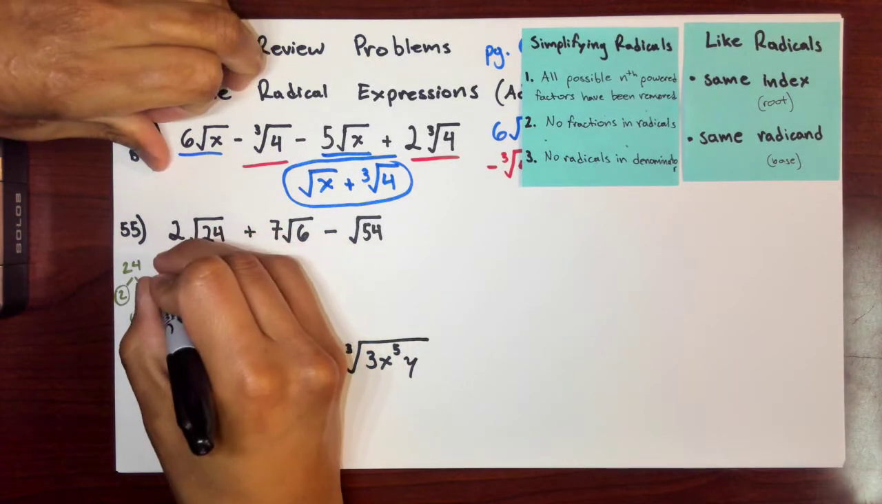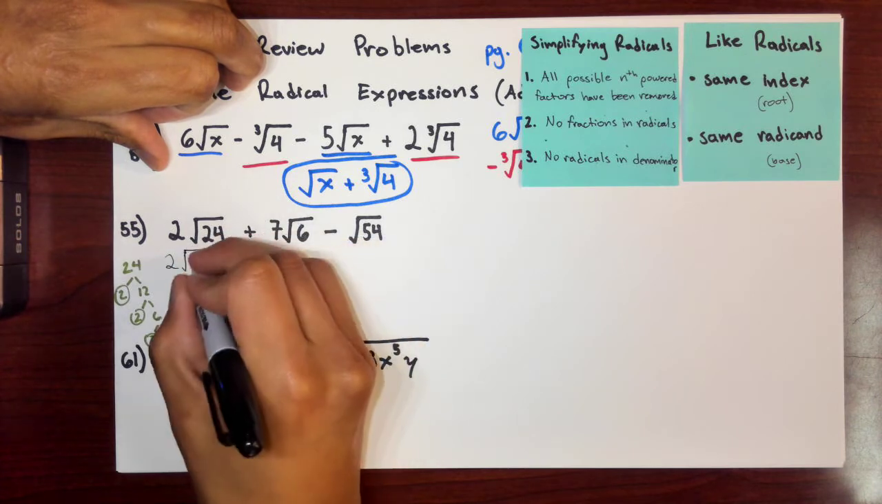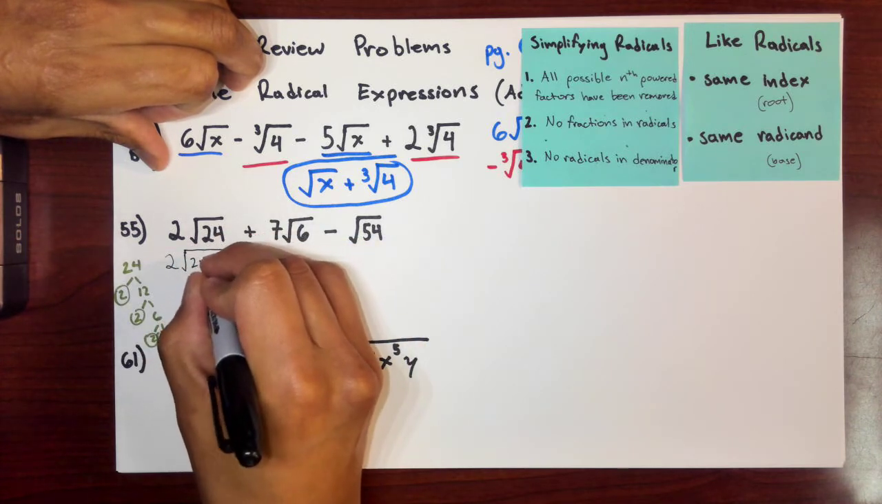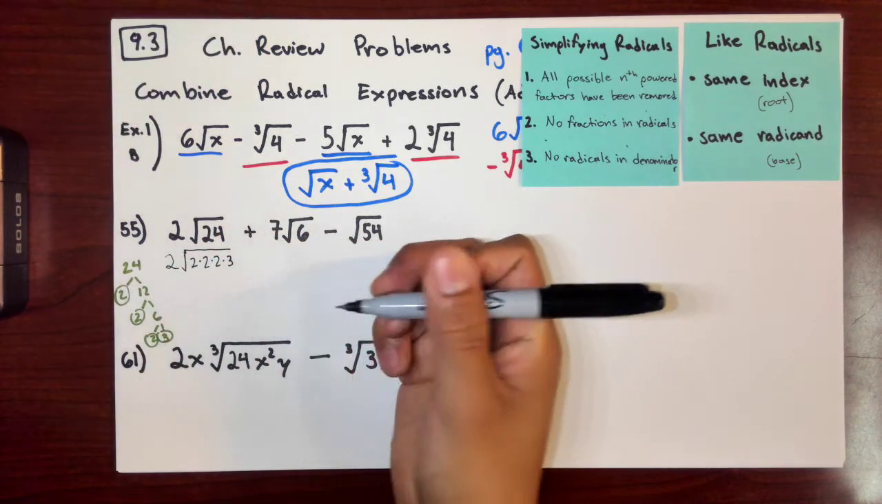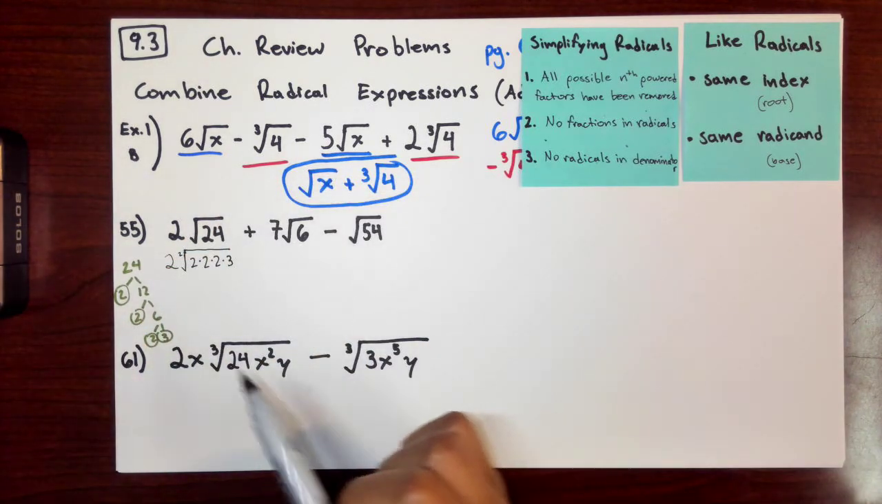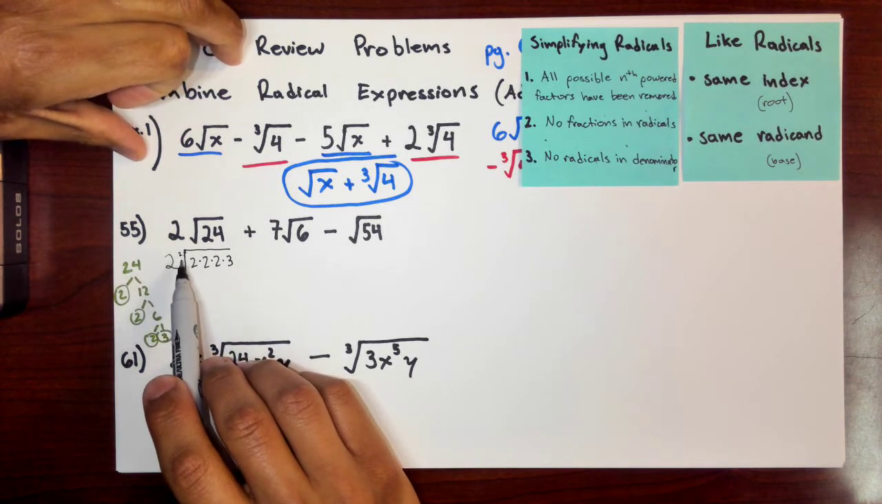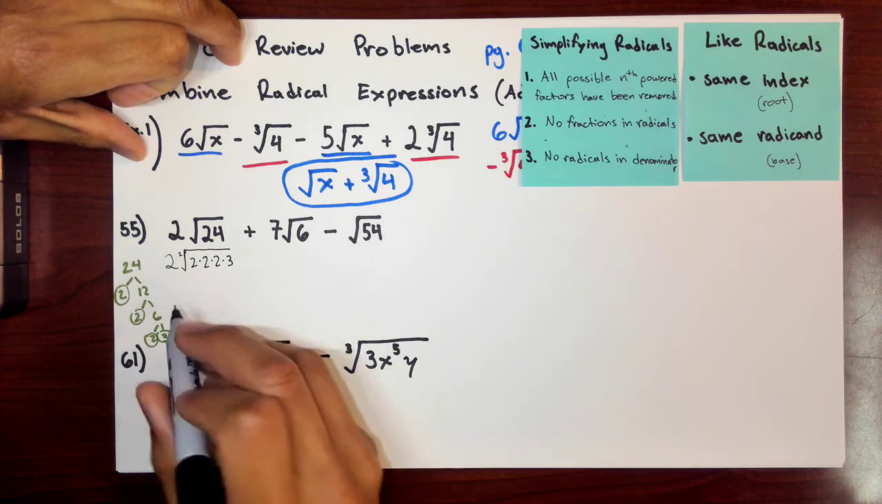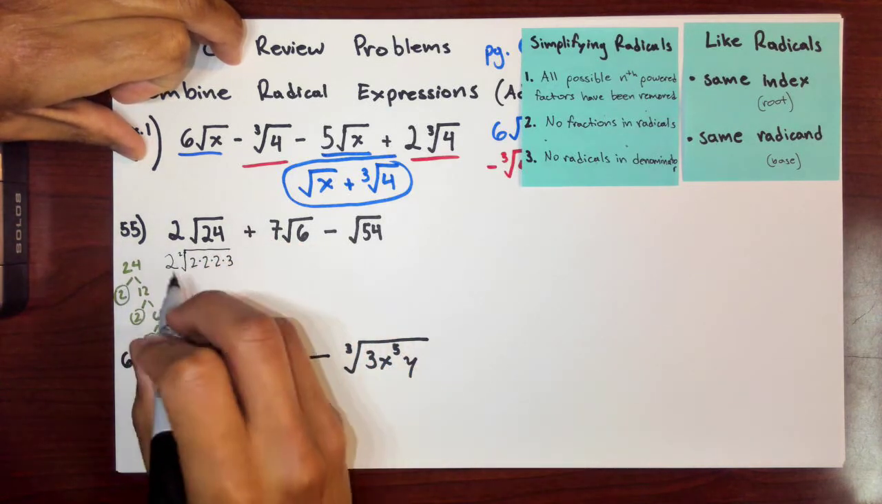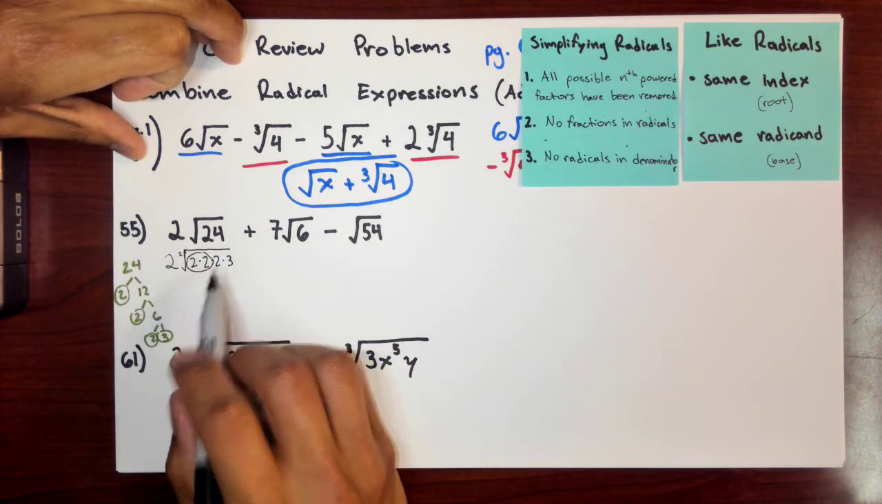Okay, so we're going to have 2 times the square root of 2 times 2 times 2 times 3. Okay? And some of you guys may remember what the next step is to do here. Basically, you're going to look at whatever the root is, and whatever that root tells you is the groups that you're going to make. So you're going to have to make a group of 2. The first group of 2 that we see is right there, 2 times 2.